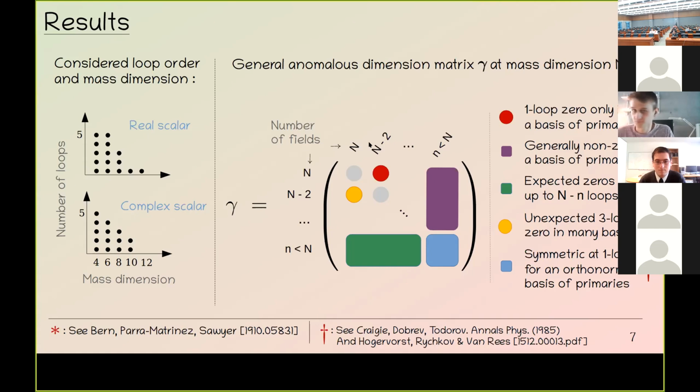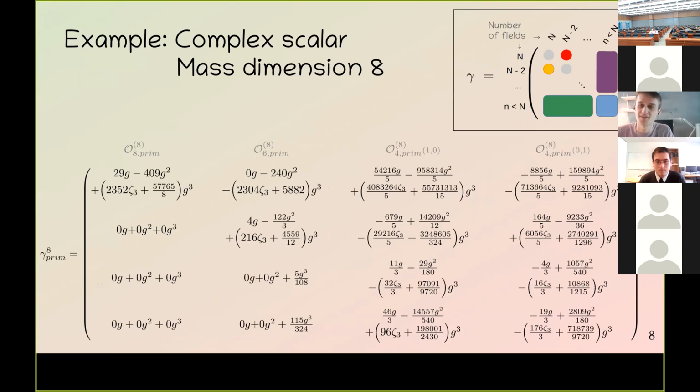Now, finally, on the diagonal, we have this submatrix of operators with the same number of fields, which, from the literature in conformal field theory, follows to be symmetric at 1 loop for an orthonormal choice of primaries, where orthonormal refers to this phase space integral. And this we have confirmed in all the results that we have calculated. So just to give you an example, to show you the actual numbers, here we have the 1-loop zeros. This is a complex scalar at mass dimension 8. We have an 8-point operator, a 6-point operator, and 2 4-point operators. We have this 0 that occurs only in the basis of primaries.